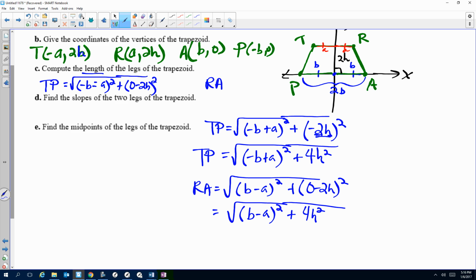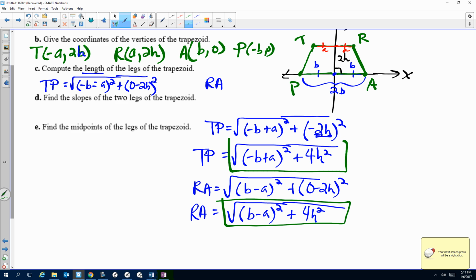Now let's look at these. Because this is RA, is this expression right here the same as this expression right here? Are they the same? Maybe you're thinking that should be something, right? Let's just check. Let's make sure you see that negative b plus a squared and b minus a squared would give me the same expression. I want to see if y'all can explain why on Monday.